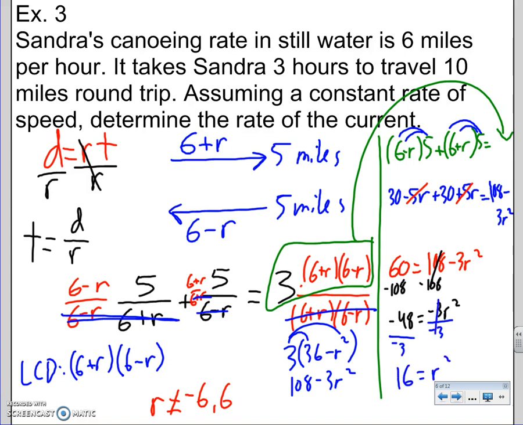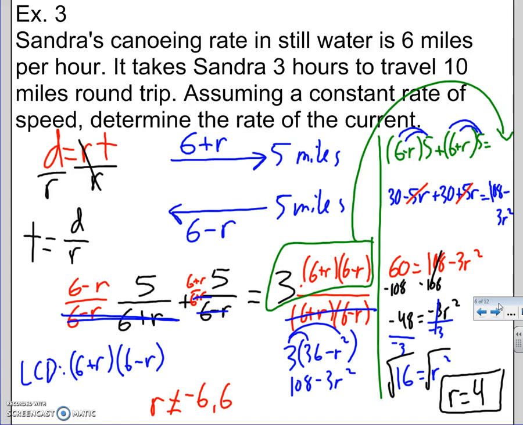But I want r, not r squared. Square root both sides. r equals 4. So that's how fast the water is moving, 4 miles per hour. So on her way there, she's going 10 miles per hour, and she's only going 5 miles total. So it only takes her half an hour. So on the way back, she's going 6 minus 4, which is 2 miles per hour upstream. So that'll take her 2.5 hours. So half an hour plus 2.5 hours does equal 3 hours.